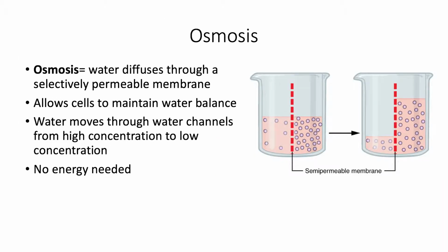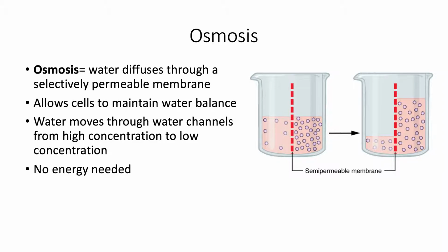The third type of passive transport is osmosis. Osmosis is really the diffusion of water through a selectively permeable membrane like the cell membrane. And selectively permeable means some stuff can get through and some stuff cannot. This allows the cell to maintain water balance, which is an important piece of homeostasis.